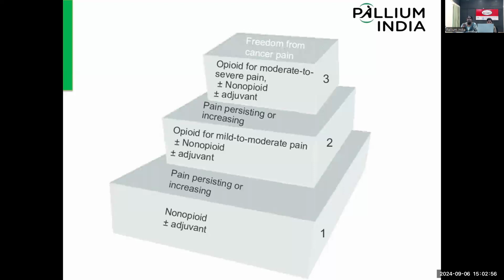So we will evaluate the step one and step two drugs in more detail. The next class will be on opioids, that is, mainly opioids for moderate to severe intensity. That is another category, that is step three.